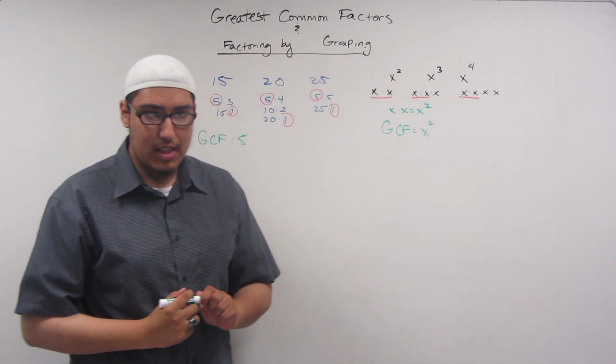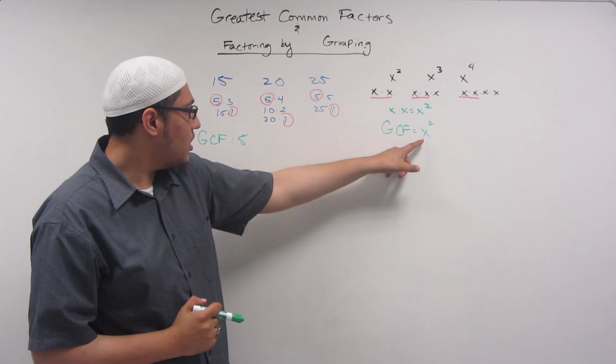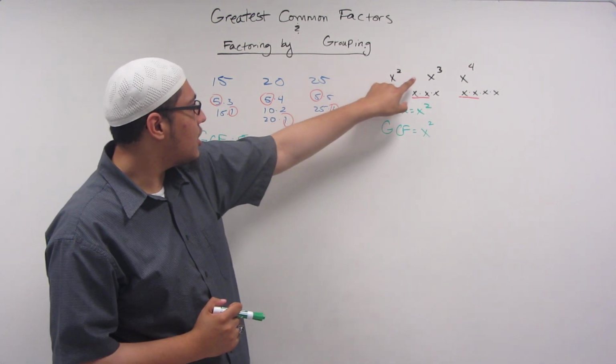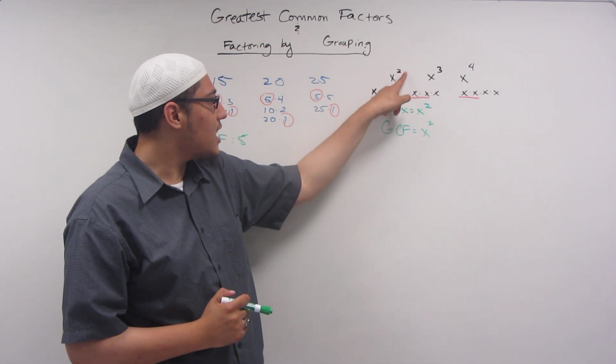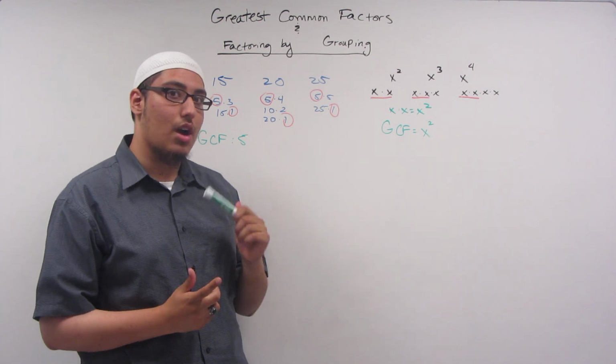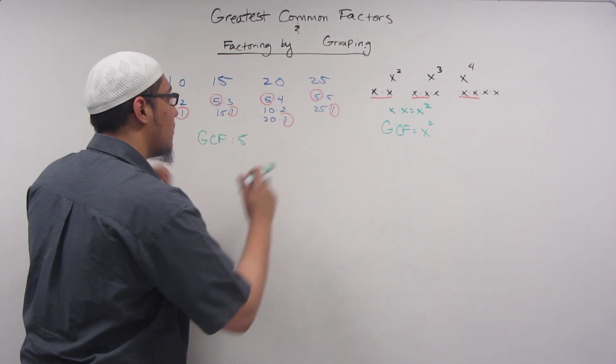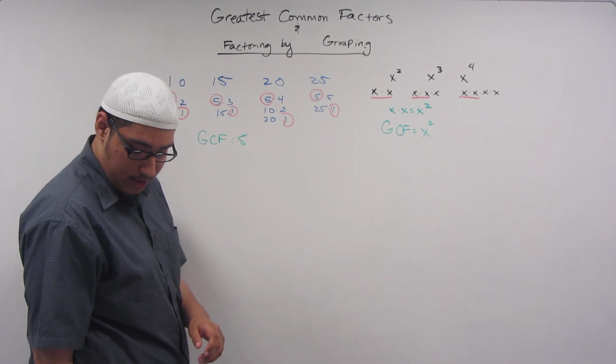Now, the shortcut method of determining that is that the variable with the smallest exponent will tend to be your greatest common factor. All right. Now let's combine both of these examples together and see what we can do.